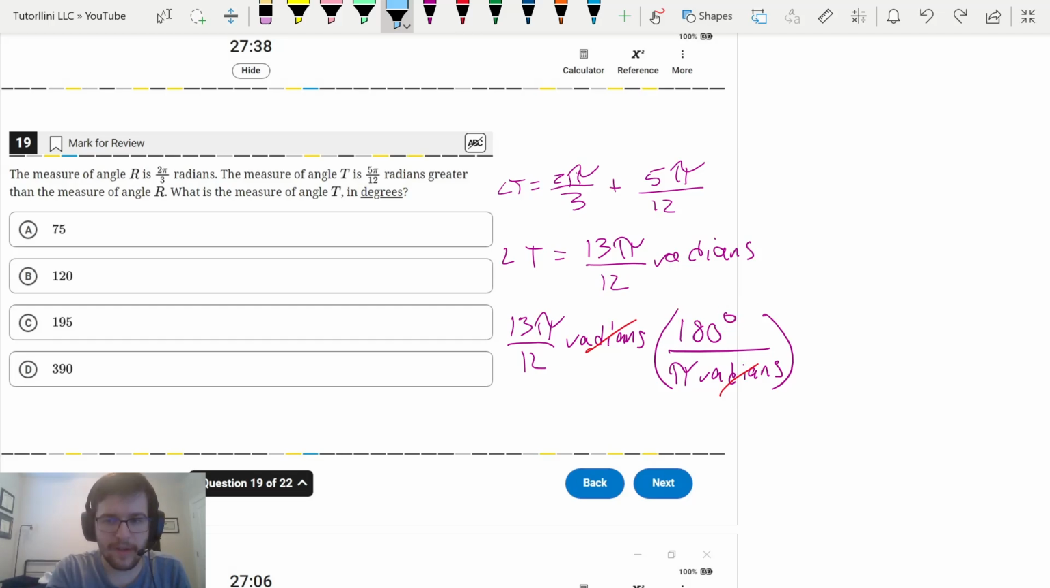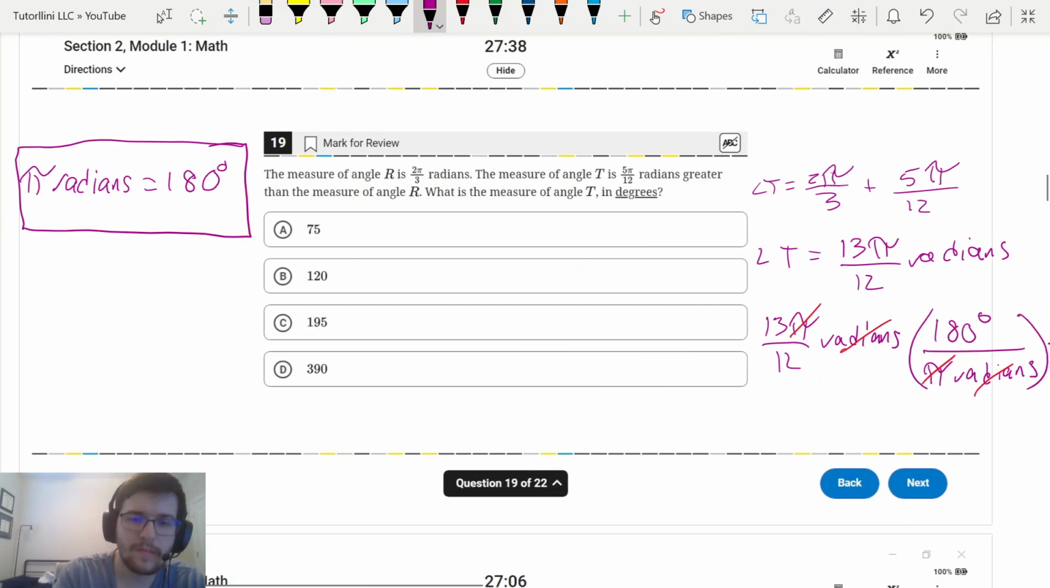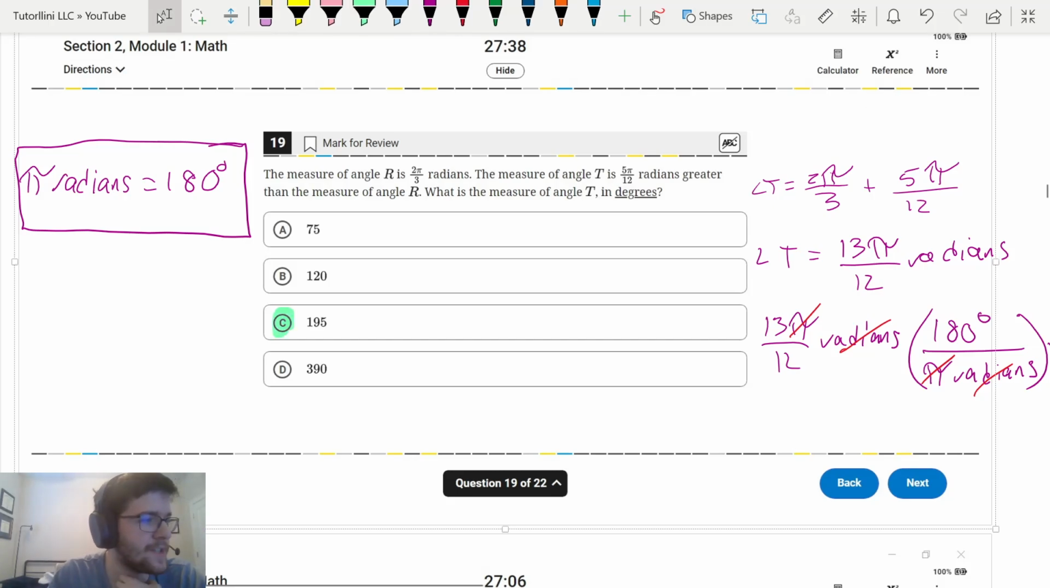Also notice the pi's are on opposite sides of the division sign, so those cancel too. So now all you've got to do on your calculator is 13 over 12 times 180. Let's do that, 13 over 12 times 180. And I get 195 degrees. Great, so 19 is C.